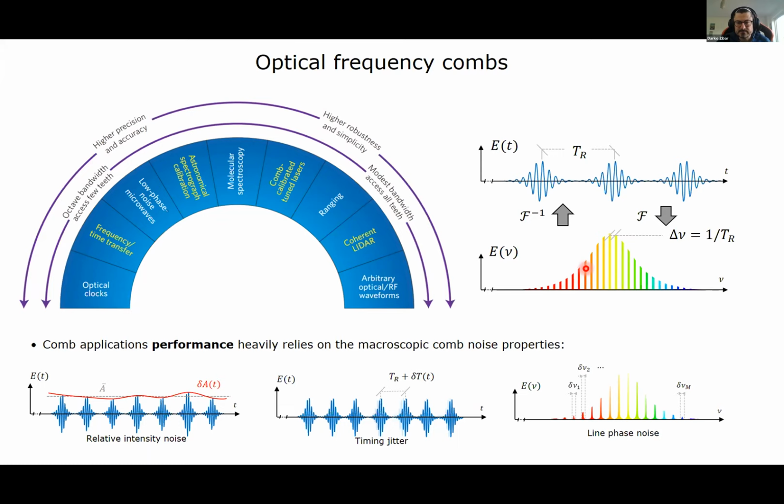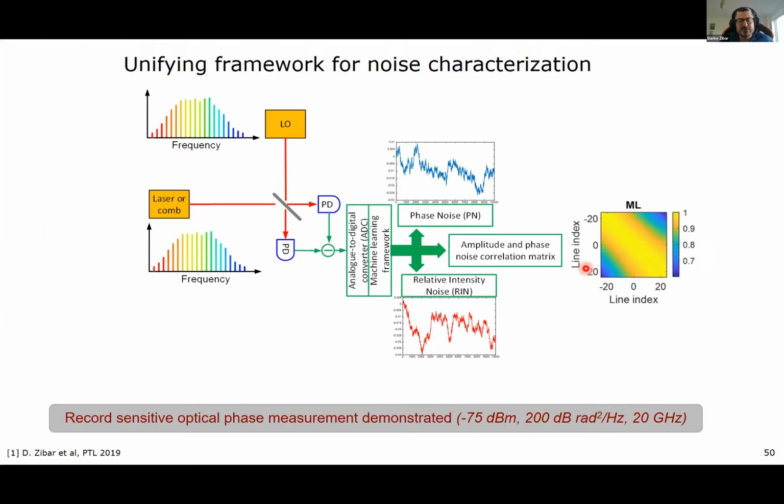So how do we do this? Well, as I already mentioned yesterday, we are developing this uniform framework for noise characterization. Basically, we are borrowing most of the things from digital coherent detection, where we do everything in DSP. Here we have a laser or a frequency comb under test, and we beat it with a local oscillator comb. We just use a single branch balanced photodetector. We do A to D conversion, and then we do all the processing offline.